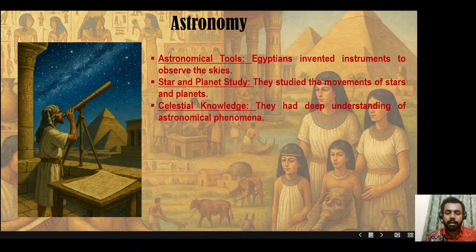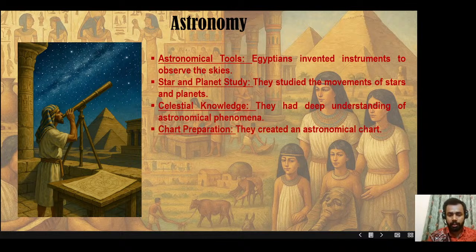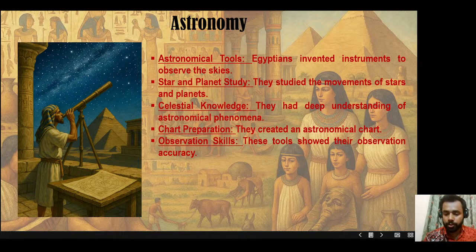They had deep understanding of astronomical phenomena. So they had great understanding of the solar eclipse, lunar eclipse, and how the earth moves around the sun, what are the other planets, how the moon moves around the earth. All these things they knew already. They created an astronomical chart. Astronomical charts help you to calculate or to predict the movements of celestial bodies.